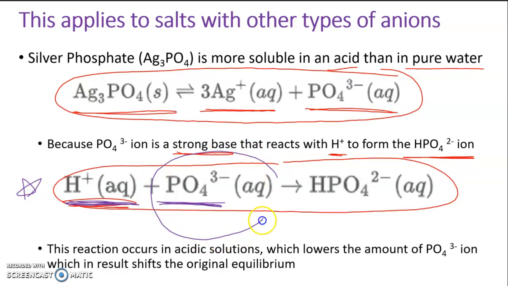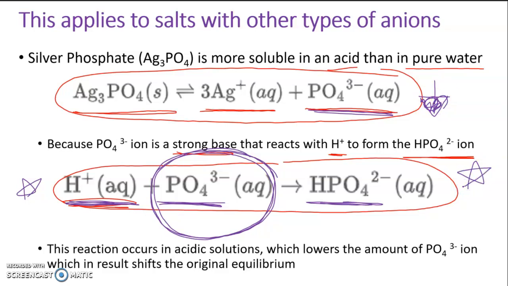Now, what happens if this reaction is going on? What am I using up? I'm using up my phosphate ions, right? So these phosphate ions are getting used up. That means over here, back in the original reaction, their concentration has gone down because they're being used in this reaction.